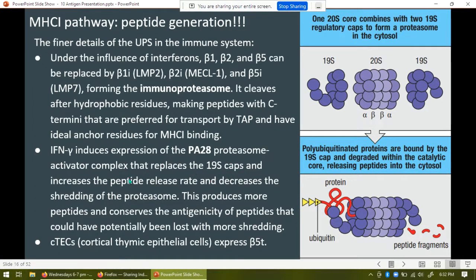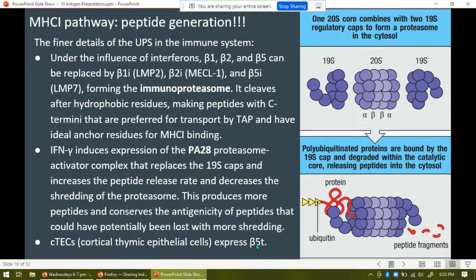Okay, so the regulatory caps. This PA28 protein increases the peptide release rate and decreases the shredding that occurs within the proteasome. So proteins start getting flown through here at a rate of 1,000,000 miles an hour. They're just being churned over super fast without a lot of cleavage because of this PA28 protein. This means that more peptides are produced, a greater range of peptides are produced, okay? And it also can help to conserve the antigenicity of peptides that could have been lost if they were shredded down into tinier pieces, right?